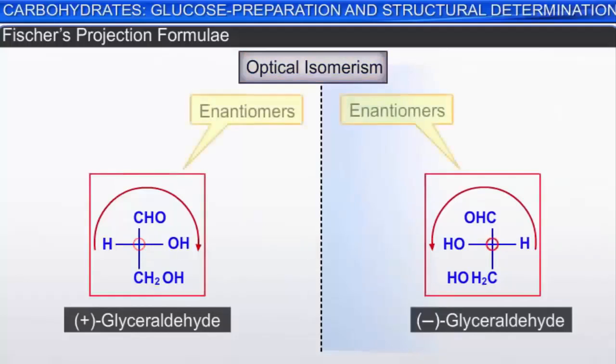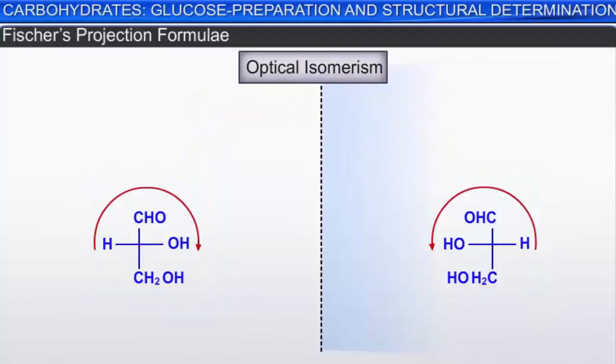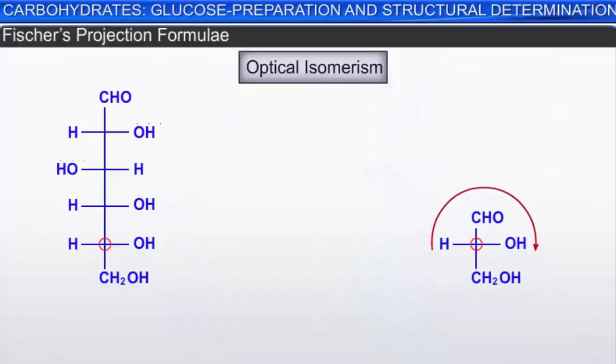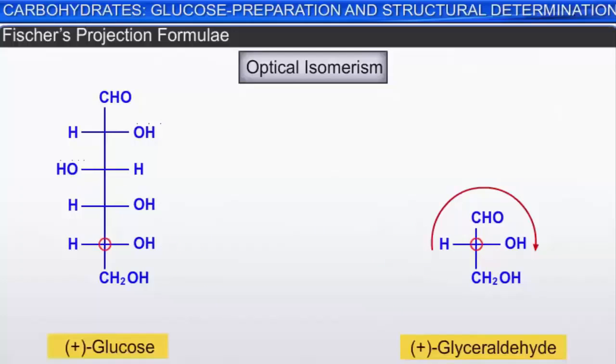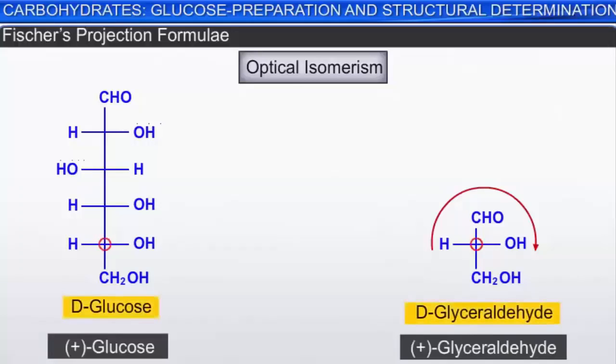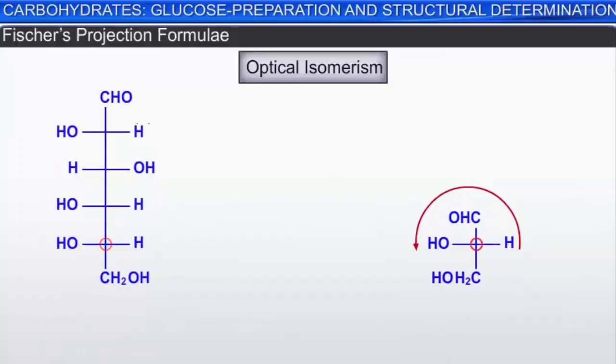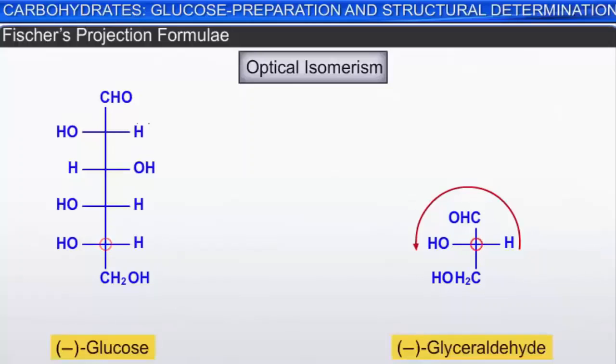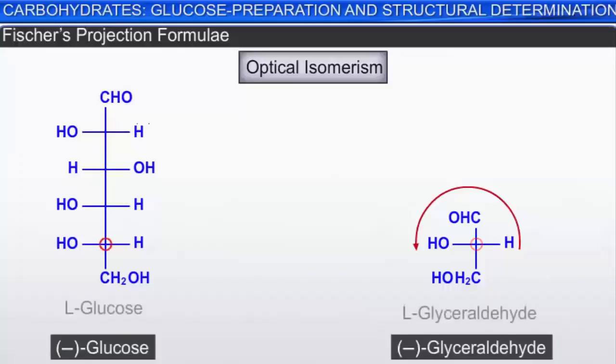Shown here are the 2 enantiomers of glyceraldehyde. The carbohydrate or monosaccharide that can be chemically correlated to the plus isomer of glyceraldehyde is said to possess D configuration. And the carbohydrate or monosaccharide that can be chemically correlated to the minus isomer of glyceraldehyde is said to possess L configuration.